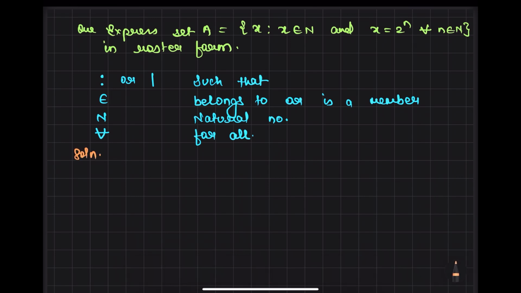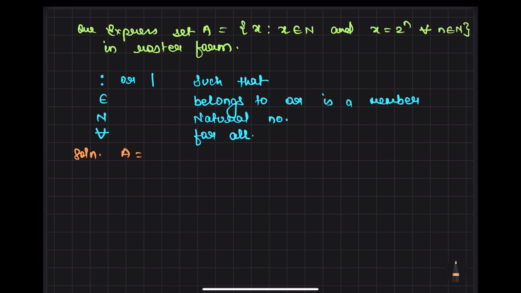So they have mentioned: express set A, this x such that x is a natural number and x equals 2 power n for all n belongs to natural number. So this is set builder form. They have used proper definition. They have used each and every parameter to be very precise and accurate. Okay. Now, how will you express this in a roster form?